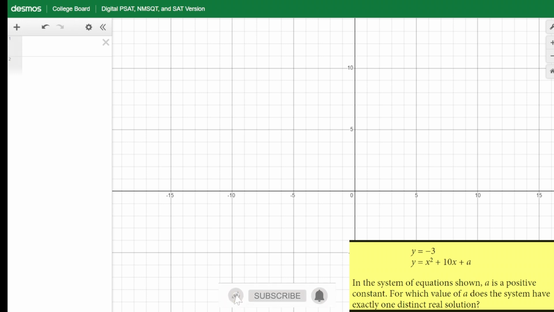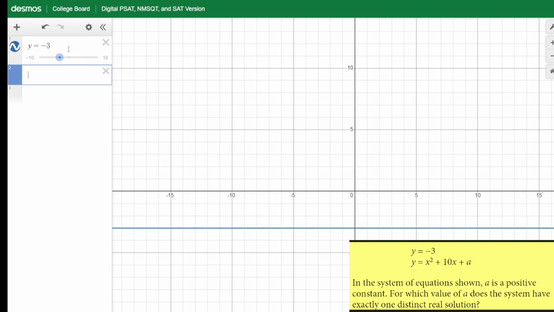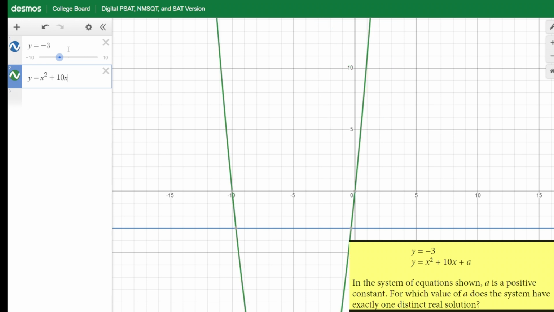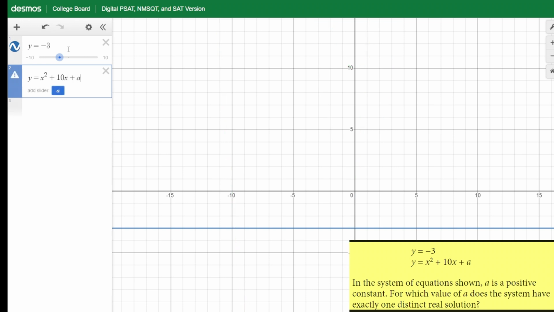Our next problem deals with a couple of equations again, and here we have to find a value of a where the system has only one exact distinct real solution. Okay, so let's start by plugging in the two equations. This is y equals -3. And the second equation is going to be y equals x squared plus 10x plus a.